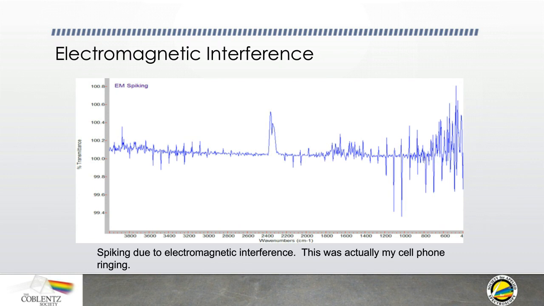This is a very interesting, very bad 100% line. Modern FTIRs are designed to minimize the amount of impact that you see from electromagnetic interference. But in this particular case, I wasn't paying attention to what I was doing, and I put my cell phone on top of the instrument so that I could do something, and it rang while I was collecting data. So we can see all of the spikes from the electromagnetic interference. Keep your cell phone away from the instrument.